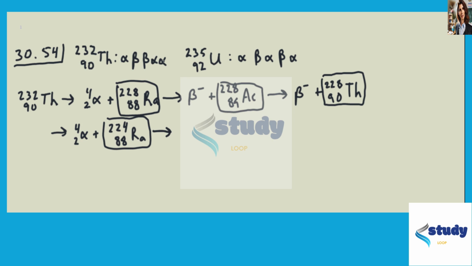And then the final one in this sequence is another alpha. So we're going to take 4 off the mass number and 2 off the charge number. So we have 220 and 86, which is radon.